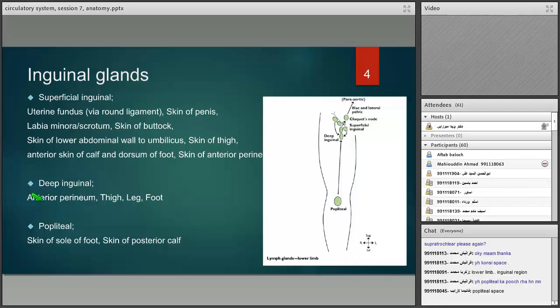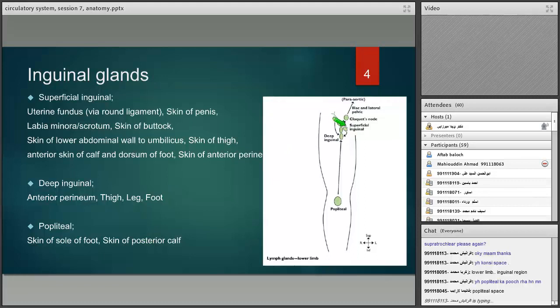The deep inguinal are receiving the anterior perineum, the thigh, leg, and foot. Okay? The deep inguinal are receiving the lymph, for example, the lymph nodes which are combined with the deep vessels, deep veins, and the superficial ones are receiving the lymph nodes which are combining the superficial veins like saphenous. The popliteal group are also receiving the lymph from the skin of the sole of the foot and skin of the posterior calf.